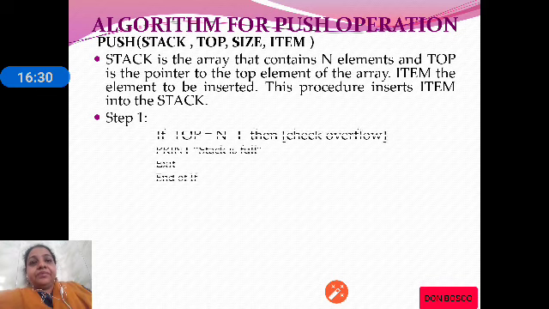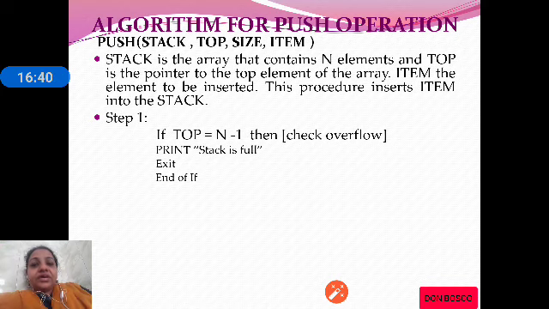In step 1, we are checking the overflow condition, that is, whether the stack is full. If we are creating a stack for n elements, as the count starts from 0, if you are creating a stack for 5 elements, the count is 0, 1, 2, 3 and 4. So the topmost element will be n minus 1. Therefore, we are checking if top is equal to n minus 1, then the stack is full. When the stack is full, there is no space for adding new elements, so we exit.